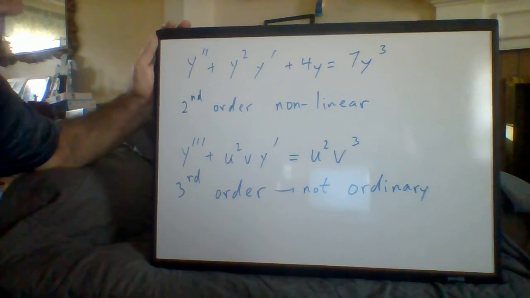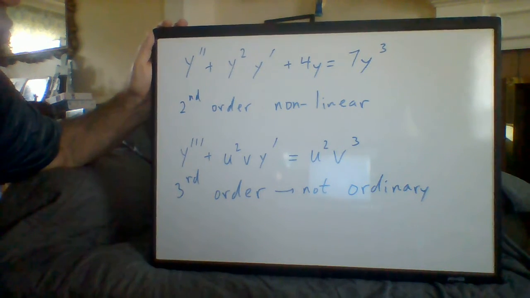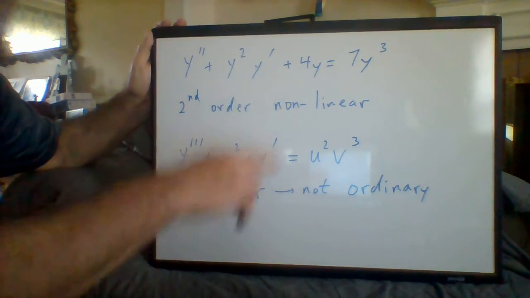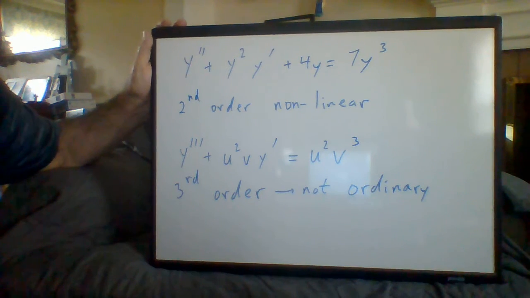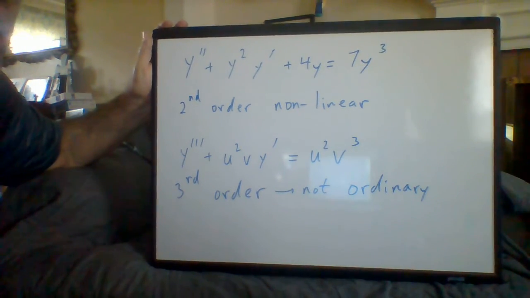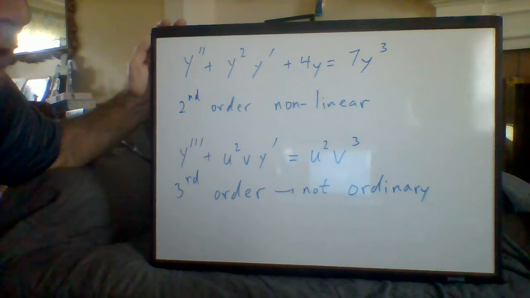Notice down below, y triple prime plus u squared v y prime equals u squared v cubed. I now have two independent variables, u and v. When that happens, it is not an ordinary differential equation. Third order, but not ordinary. There can only be one independent variable in order for it to be ordinary. If you have an equation with more than one independent variable, you would deal with that in a partial differential equations course. But all of the differential equations that we're going to be looking at in this course are going to be ordinary.